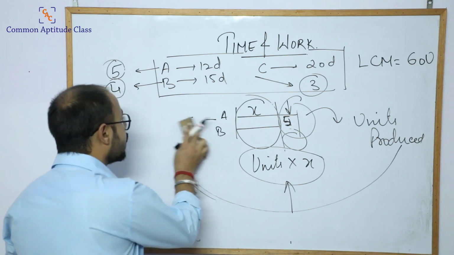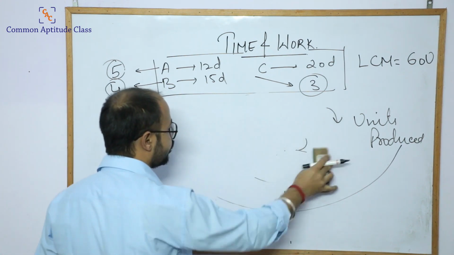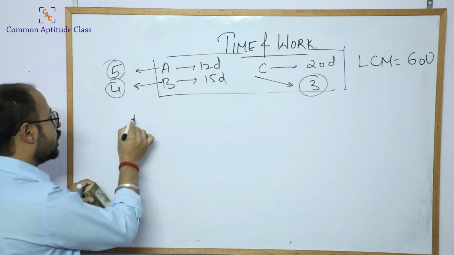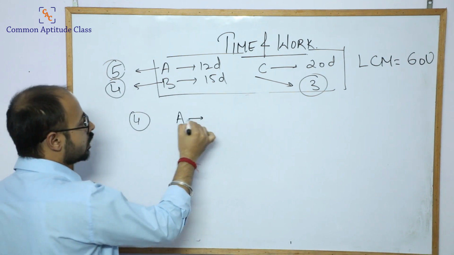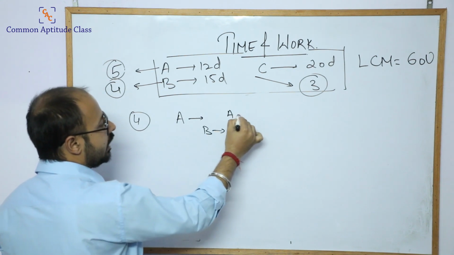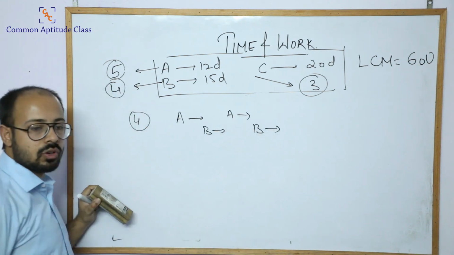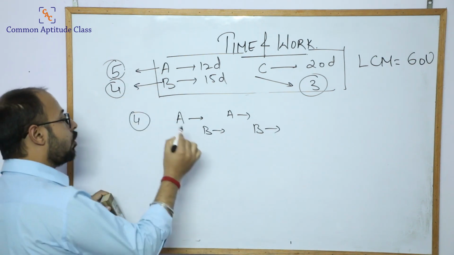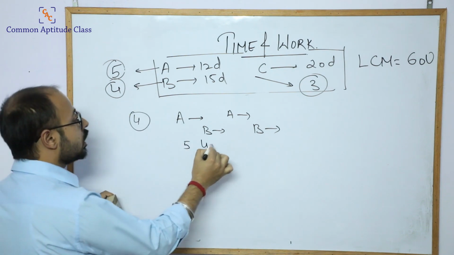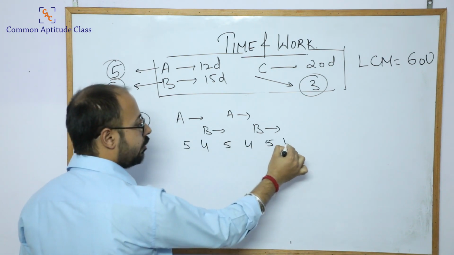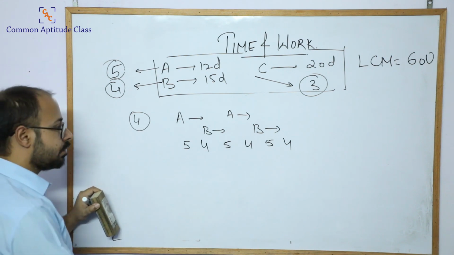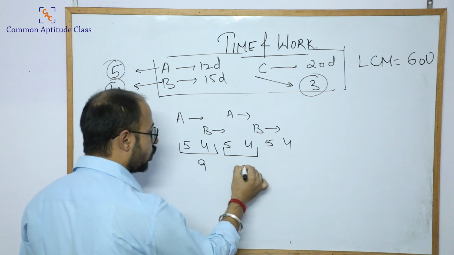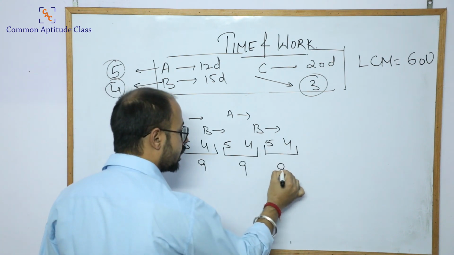Now, if they work alternately, how can we solve? First day A will go, second day B will go, third day A will go, fourth day B will go. How can we solve it? In this case, first day 5 units will be produced, second day 4, third day 5, 4, 5, 4. Now collectively, 9 units at the end of 2 days, 9 units at the end of 2 days, 9 units at the end of 2 days.